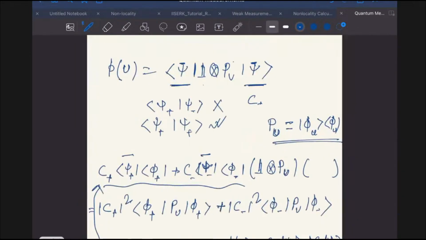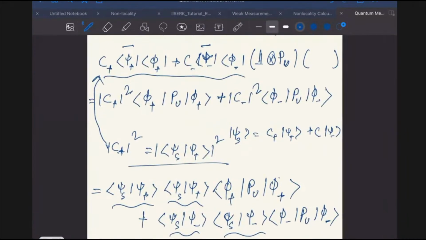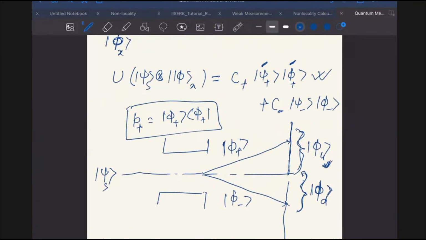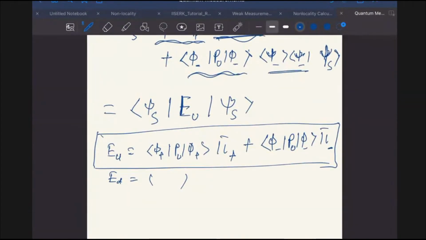As I have said, if phi plus was phi U, then what was that? That was a perfect detection. So if say phi plus is phi U, then what will I get from my equation? Then P_U will become phi plus phi plus, this whole term will become 1 and this term will become 0. Then my POVM will become this projector and I have an ideal measurement.